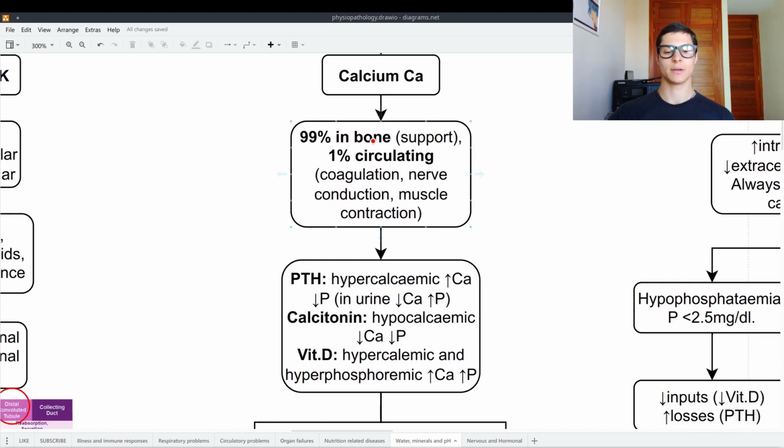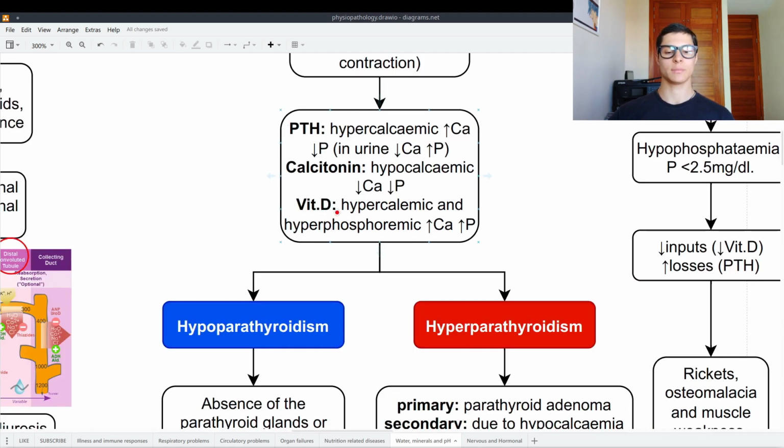Now let's talk about calcium. 99% of it is in bone for support and 1% circulating, and it is used for coagulation, nerve conduction, and muscle contraction. The PTH, the calcitonin, and the vitamin D. Very important. The PTH is hypercalcemic, increases the calcium but decreases the phosphorus in the blood. The reverse in the urine. The calcitonin decreases both calcium and phosphorus, and the vitamin D increases both calcium and phosphorus.